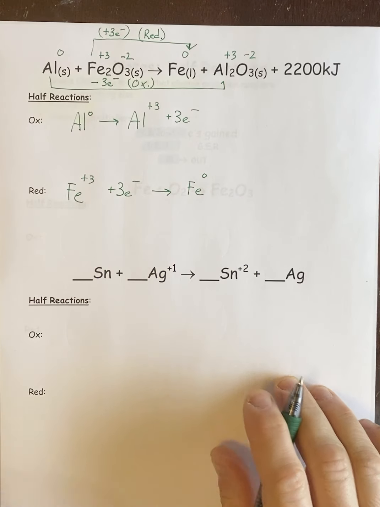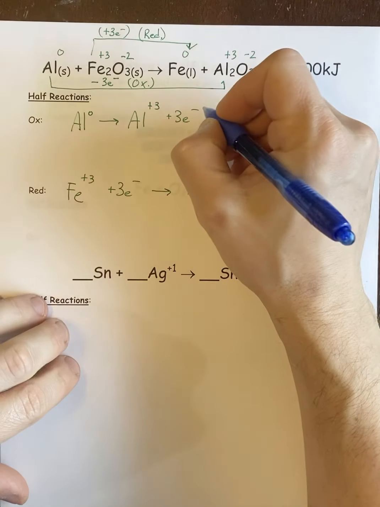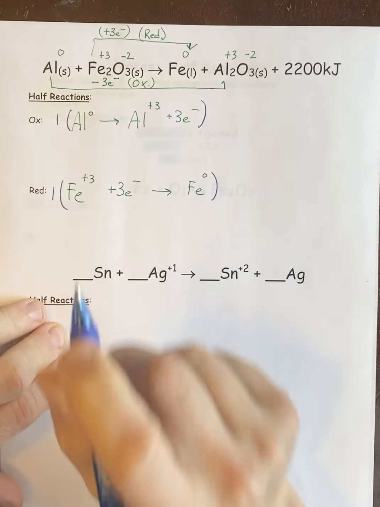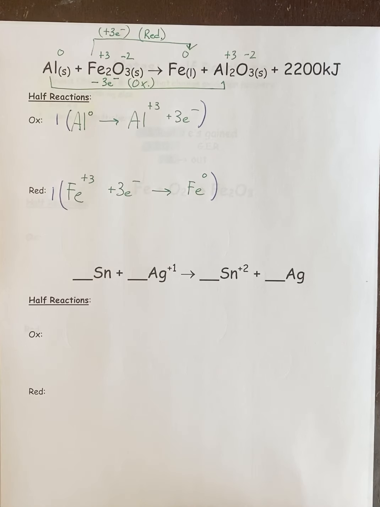And then those are my 2 half reactions. In terms of balancing, since the amount of gain and loss is the same, the balancing numbers would be 1, just like in a balanced chemical equation. If everything was balanced, the coefficients would be 1s as well.